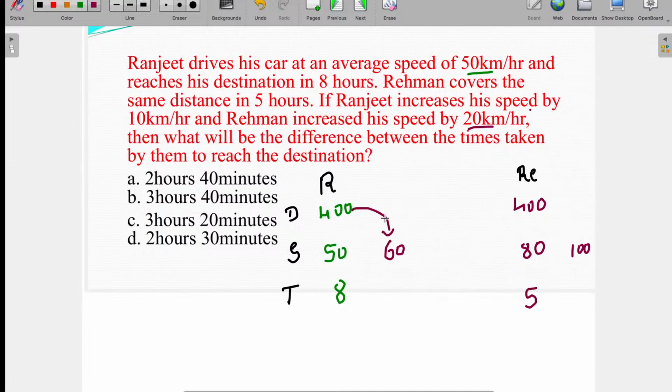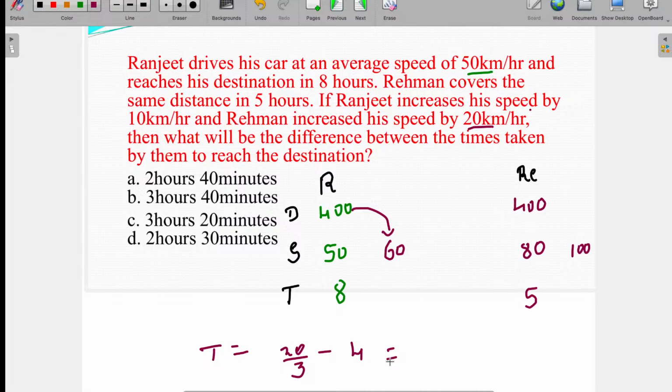400 divided by 60 he will take. Time I need to find out. 400 divided by 60, that is 40 by 6, that is 20 by 3. He will be going 20 by 3 hours. He is going 400 at 100, which means 4 hours. Okay, 400 km at 100 takes 4 hours. The difference between this and this is how much? That's the question here. Okay, solve this equation and tell me the answer.